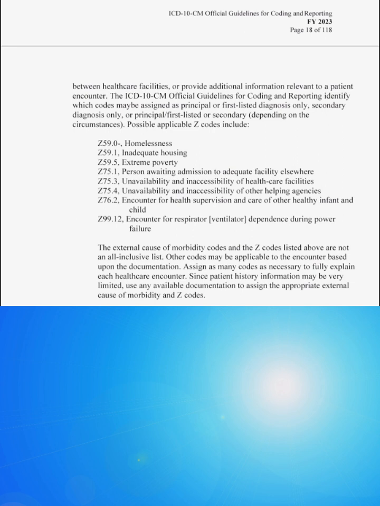The ICD-10-CM official guidelines for coding and reporting identify which codes may be assigned as principal or first listed diagnosis only, secondary diagnosis only, or principal, first listed or secondary, depending on the circumstances. Possible applicable Z codes include Z59.0, homelessness; Z59.1, inadequate housing; Z59.5, extreme poverty; Z75.1, person awaiting admission to adequate facility elsewhere.